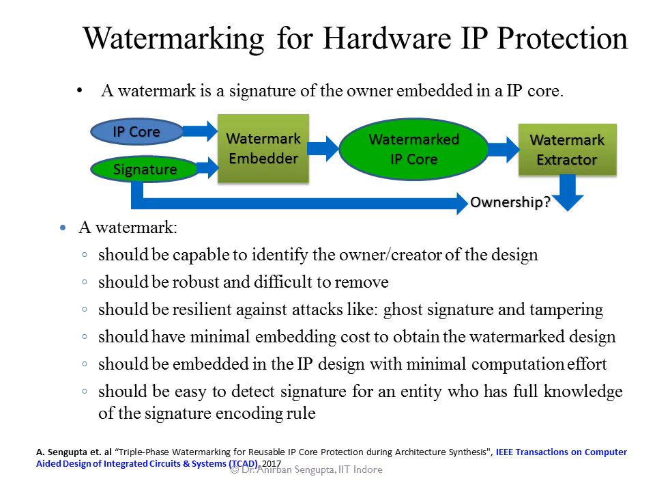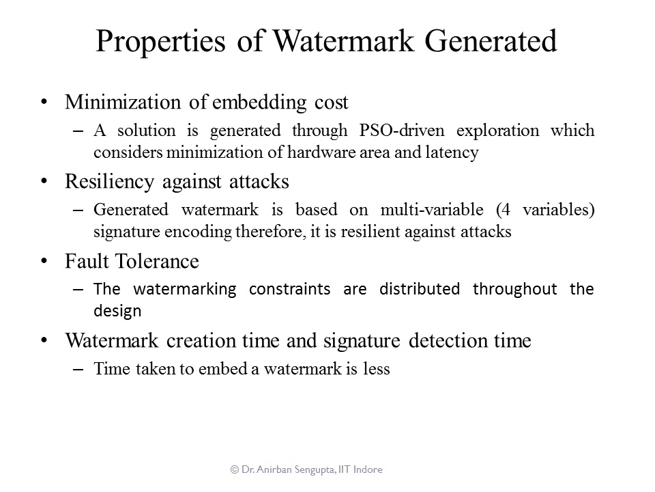So what are the desirable properties of a watermark? The first is it should be capable of identifying the owner or creator of the design. It should be robust and difficult to remove. It should be resilient against attacks such as ghost signature and tampering. It should have minimal embedding cost to obtain the watermarked design. It should incur minimal computation effort, and it should be easy to detect for an entity who has full knowledge of the signature encoding rule. The other properties are that it should be fault tolerant, that is, the watermarking constraint should be distributed throughout the design, and the signature creation and detection time should be as minimal as possible.